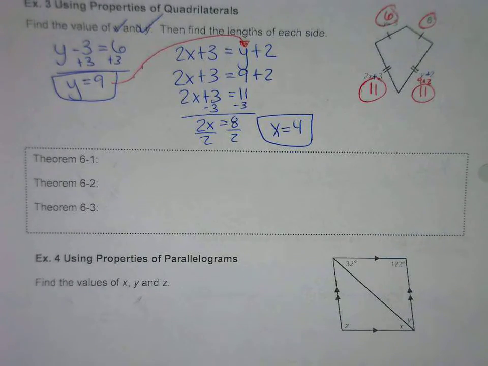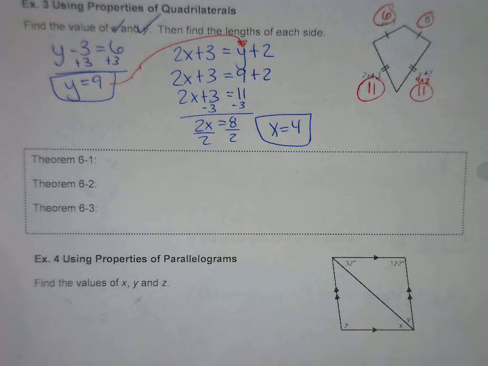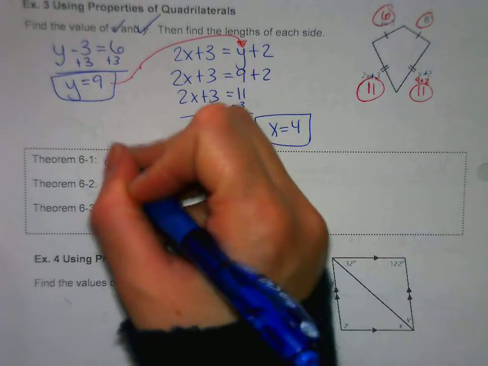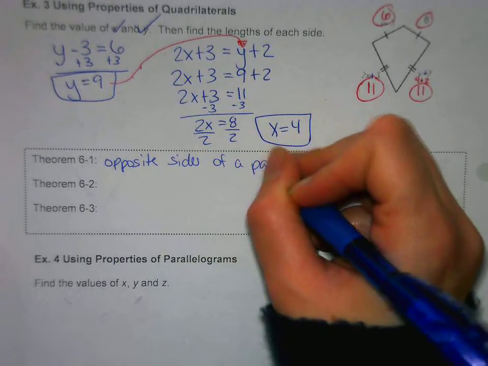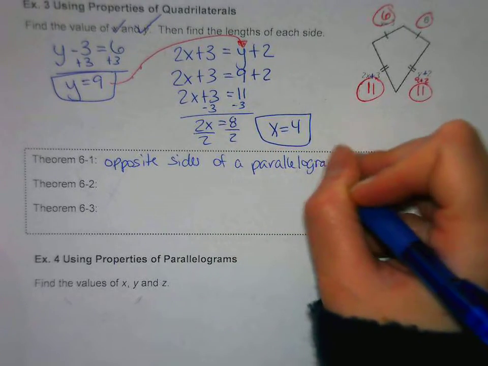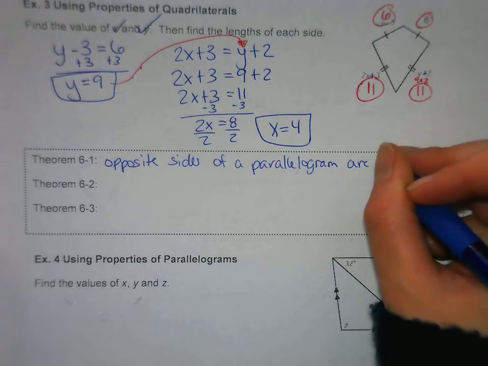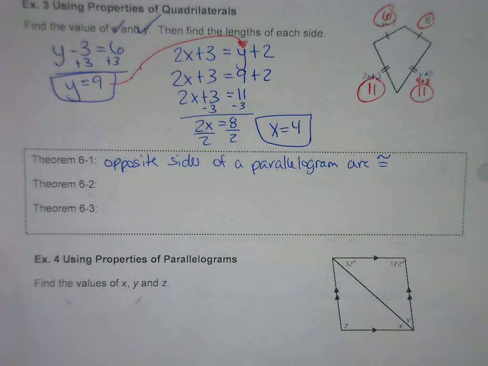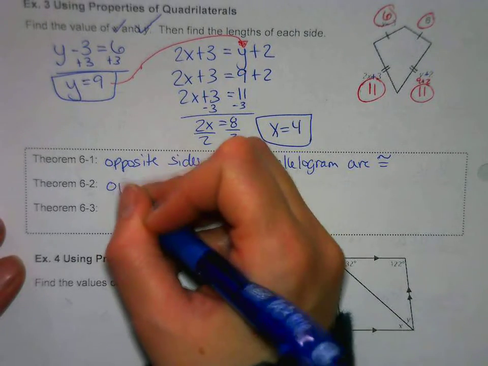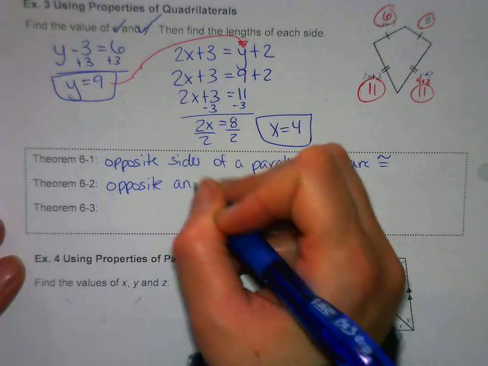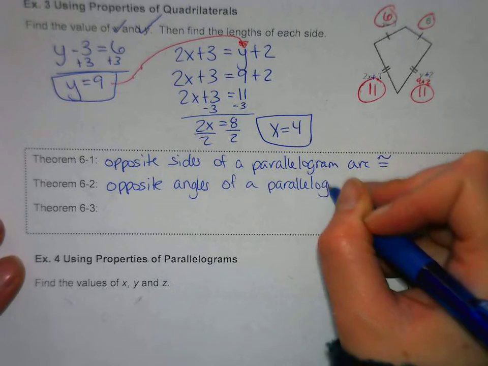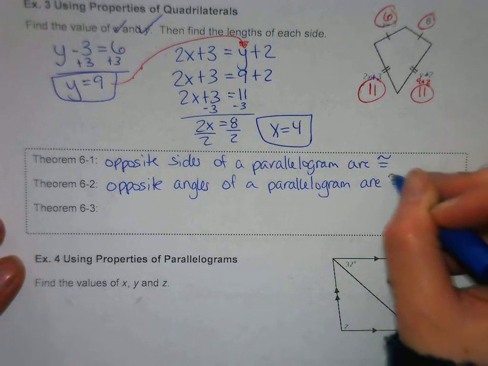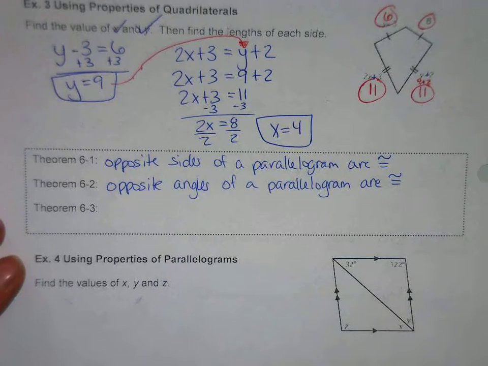Let's identify some theorems. Theorem 6-1 states that opposite sides of a parallelogram are congruent. Theorem 6-2, opposite angles of a parallelogram are congruent. In Theorem 6-3, the diagonals are bisected.